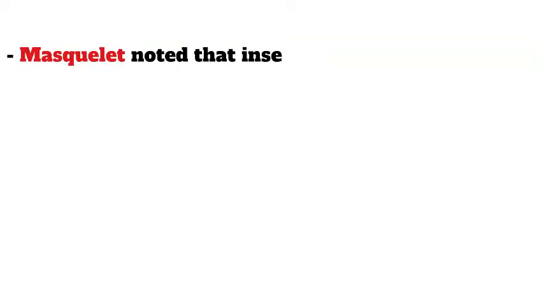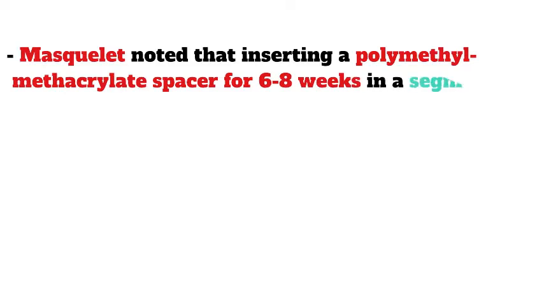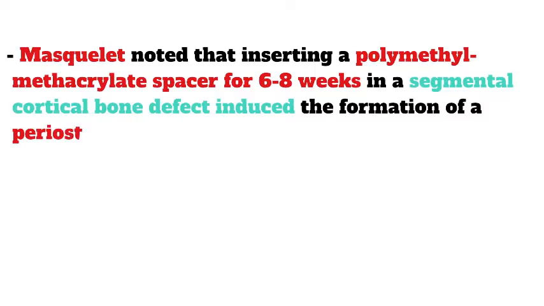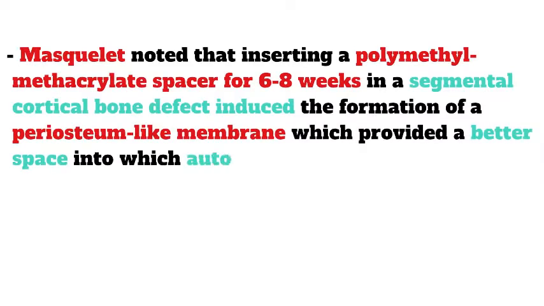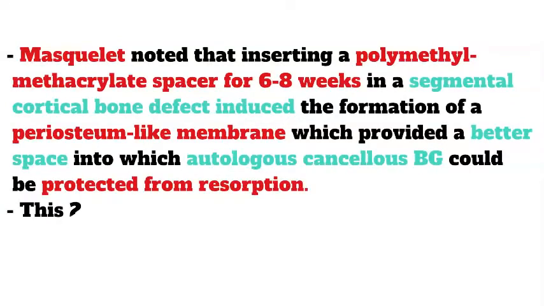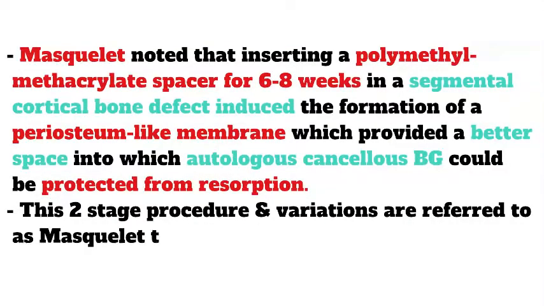Masquelet noted that inserting a polymethyl methacrylate (PMMA) spacer for 6 to 8 weeks in a segmental cortical bone defect induced the formation of a periosteum-like membrane, which provided a better space in which autologous cancellous bone graft could be protected from resorption. This two-stage procedure and its variations are referred to as the Masquelet technique.